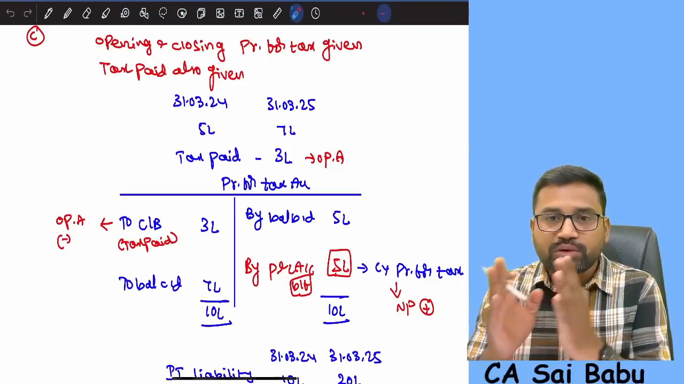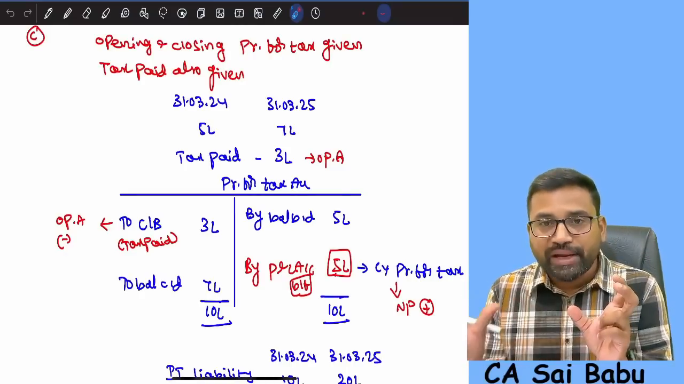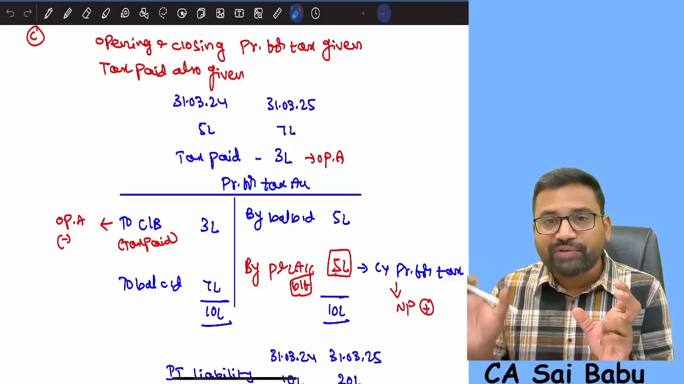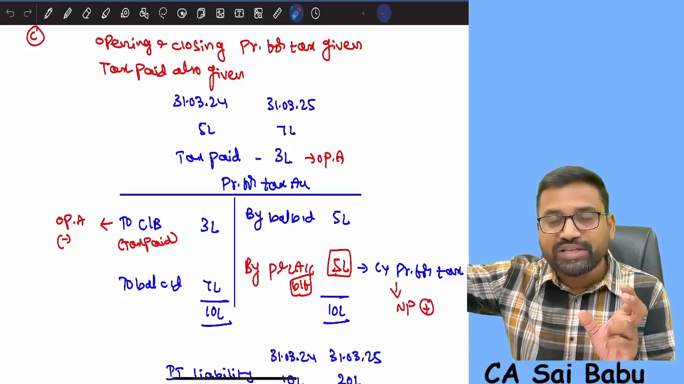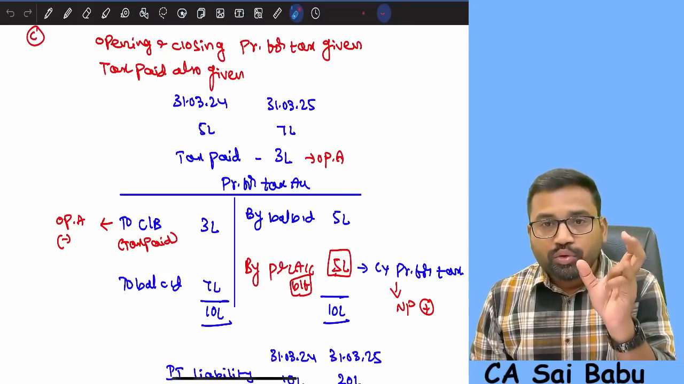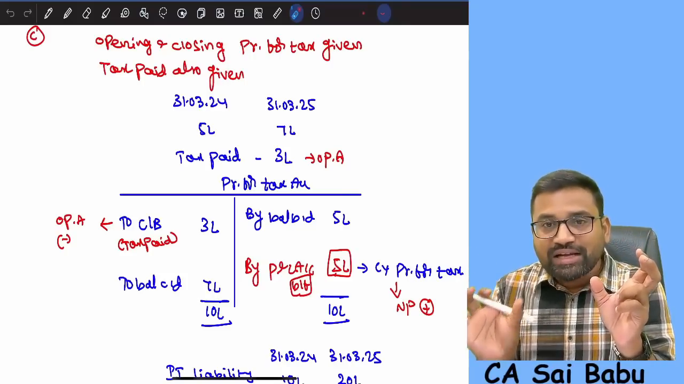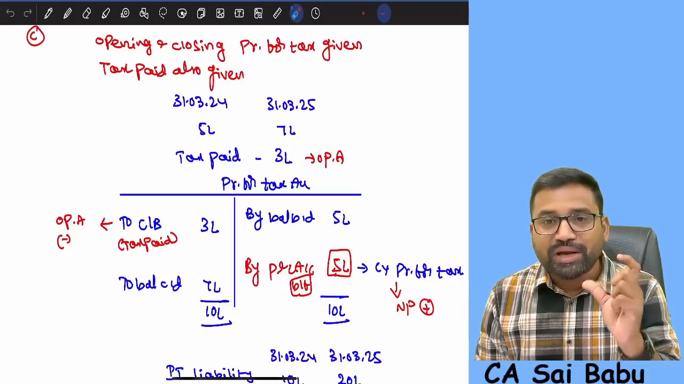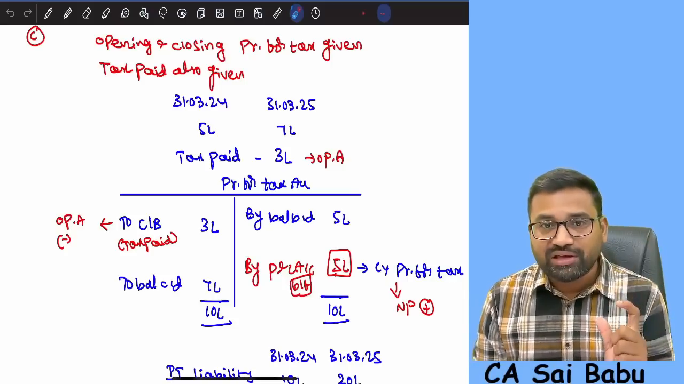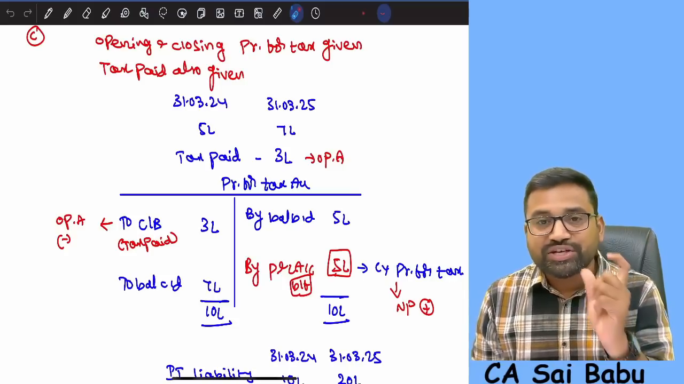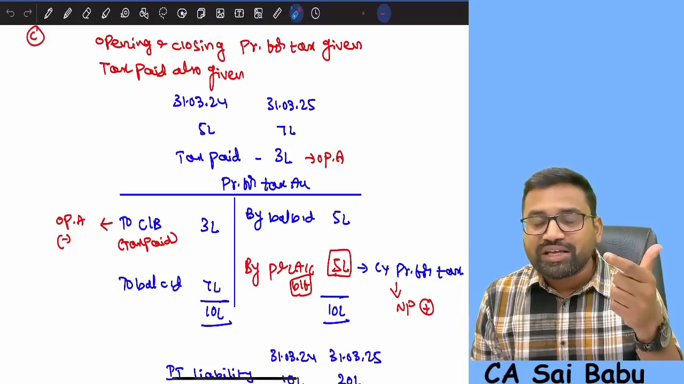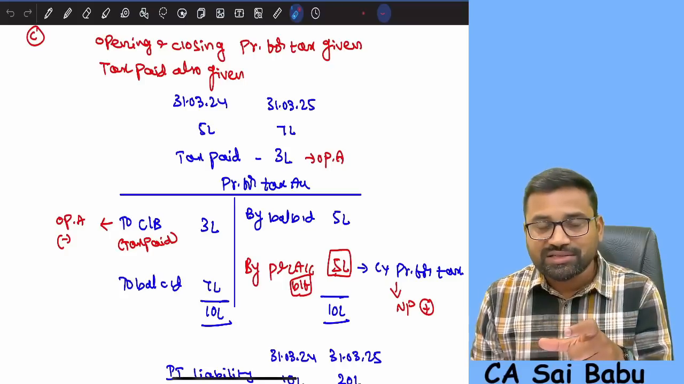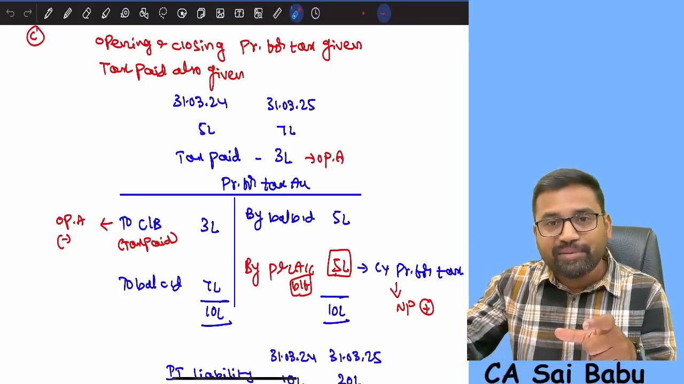Only opening and closing provision given: opening provision is assumed paid. Closing provision is nothing but current year provision for tax, appropriated from current year. While arriving at net profit, if it is not given, add back. Opening given, closing given, current year tax liability also given: then ascertain the balancing figure. Opening plus current year minus closing is nothing but tax paid during the year, which we consider in cash flow statement operating activity. When you are ascertaining net profit before tax, if it is not given in the question, add back provision for tax. Whatever current year tax liability is there, add back.